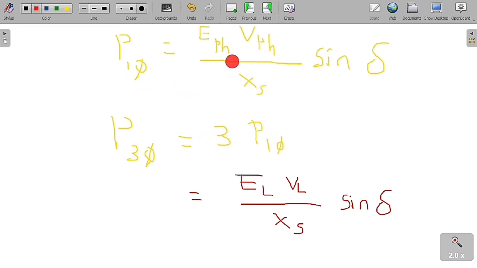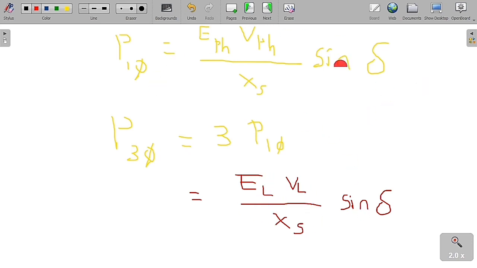But I have already told you in the star connection, the line voltage is equal to root 3 into phase voltage. So EL is equal to root 3 into E phase and VL is equal to root 3 into V phase, by XS into sine delta. So you are going to get 3 into single phase power. Therefore, this is the overall 3 phase power you are always going to get, which is EL into VL by XS into sine delta.